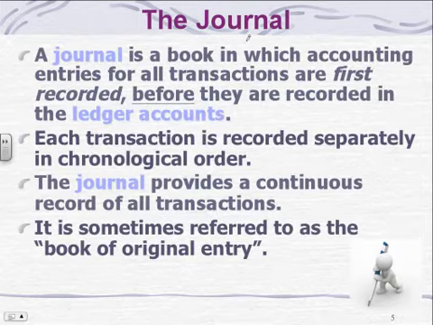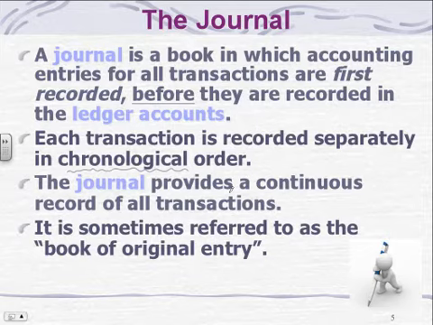A journal is a book in which accounting entries for all transactions are first recorded before they are recorded in the ledger accounts. Okay, so we went right to the T accounts, but we are actually learning a step ahead. We're now going to take a step back and learn what actually comes first. Each transaction is recorded separately in chronological order. Okay, chronological means in order of time, or the dates.